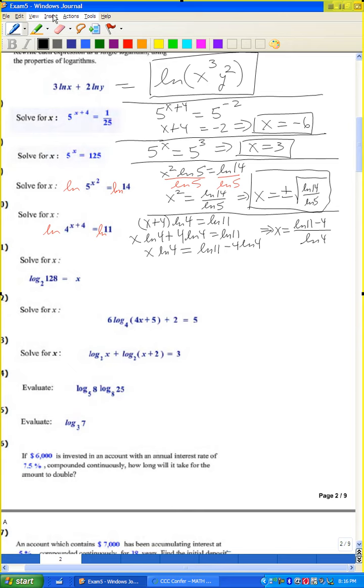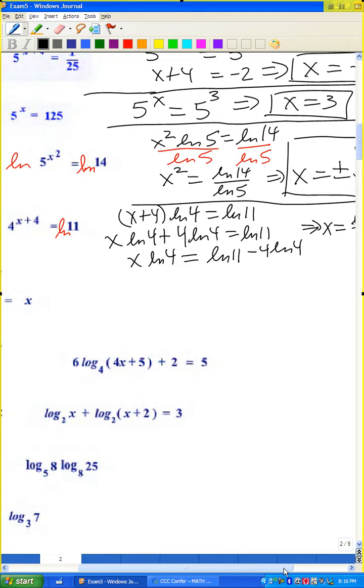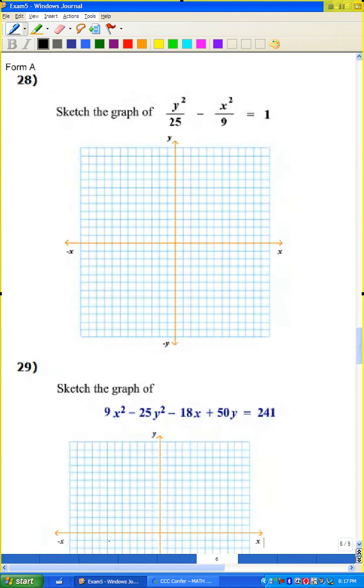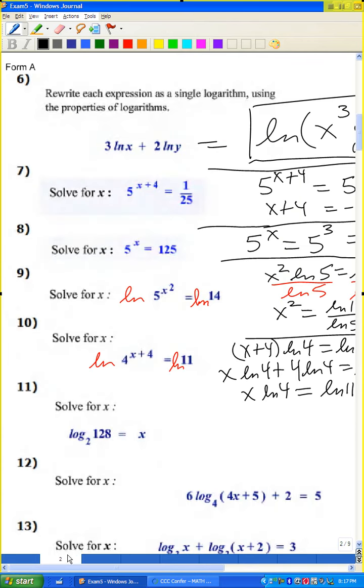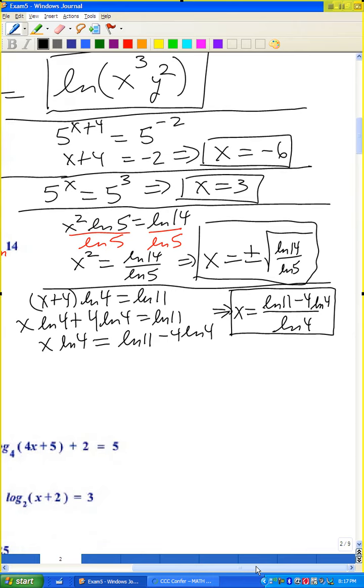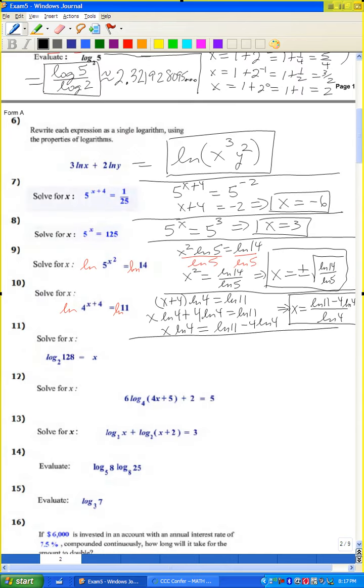So let me actually make this a little bigger then. Let's see if I can draw this ln 4. Okay, there. Okay, so let me do the next problem. No, let's make this a little smaller for one second, so you can get some room.